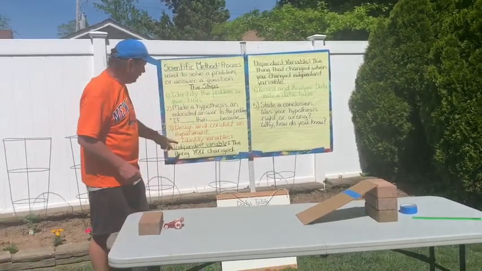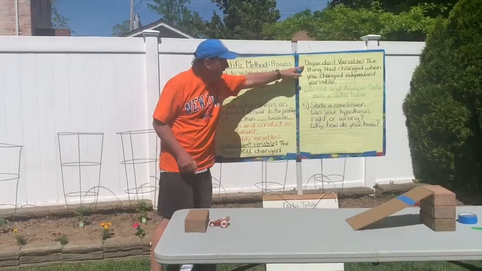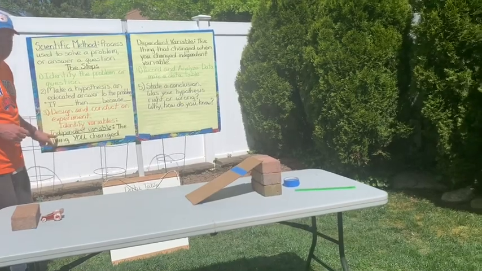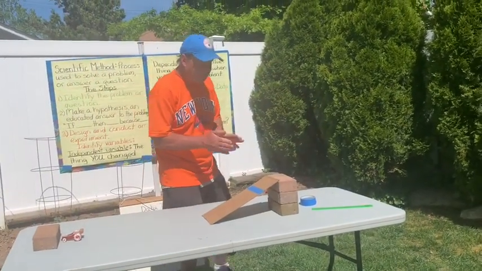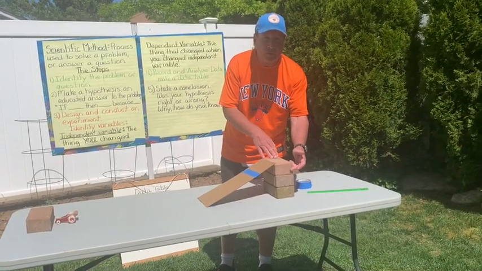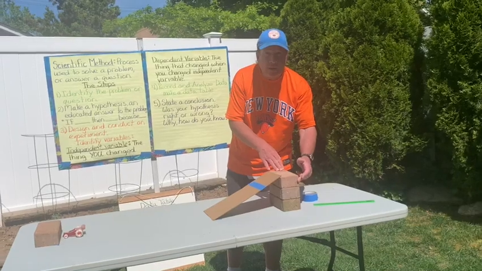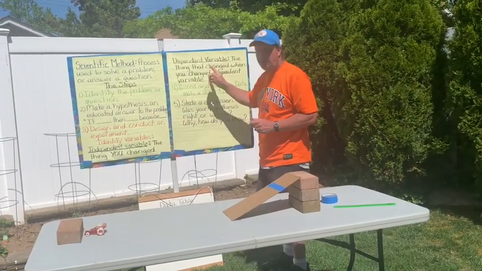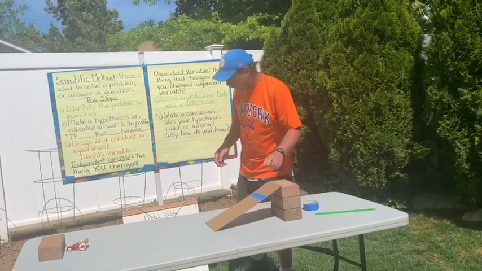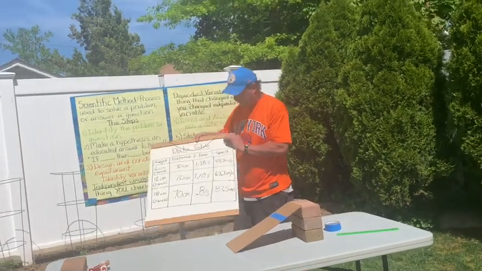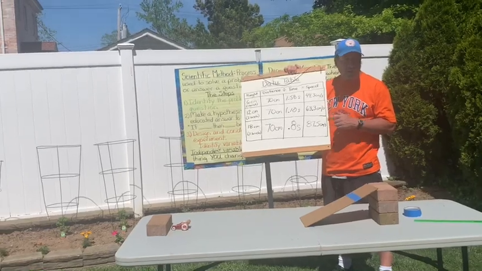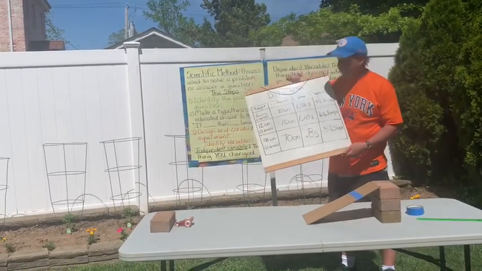Now, in every experiment, you have an independent variable and a dependent variable. The independent is the thing that you change. So the thing that we changed in this experiment is how many bricks we were using. We changed the height of the ramp. The dependent variable was the thing that changed when we changed the height of the ramp. So when you look at the data table, the thing that changed was the speed. As we raised the ramp, the speed of the car got faster.